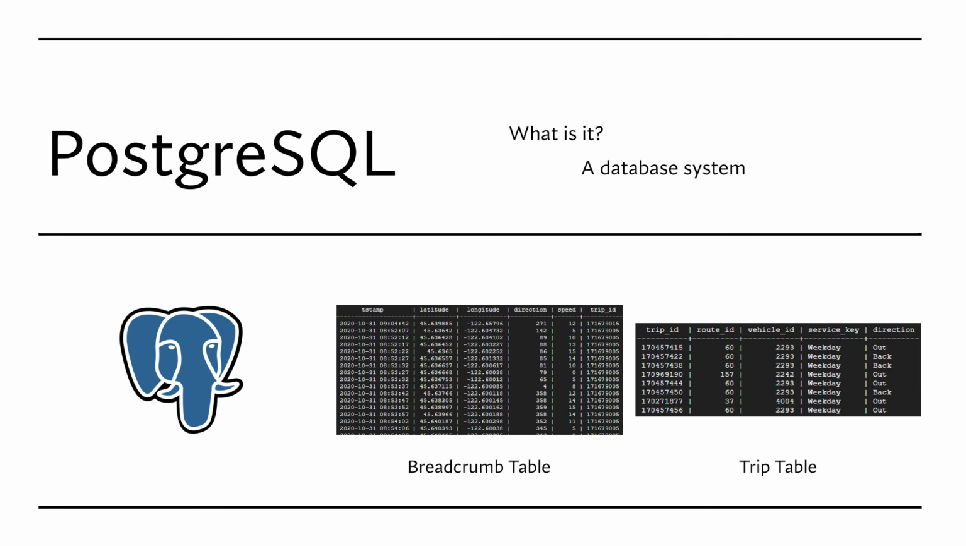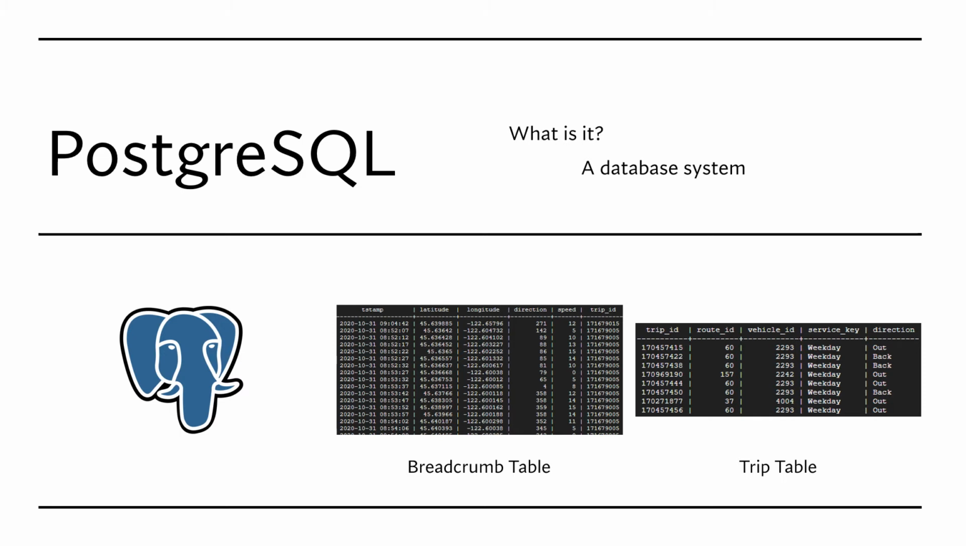Postgres is a database system, a system in which data can be inputted into a table in order to organize the data, to answer queries, or group information for visualizations. For this data pipeline, there were two tables that were created. One was named breadcrumb, which listed the date and time, the latitude and longitude at the time of the record, the direction it was heading as an integer that ranged from 0 to 359, the speed at which the bus was heading at, which was for miles per hour, and the trip ID of the bus.